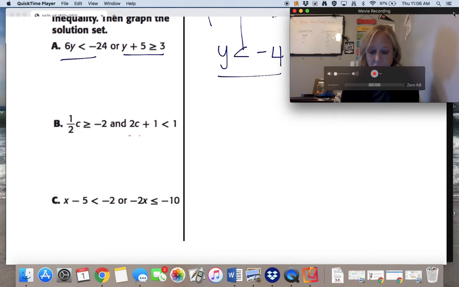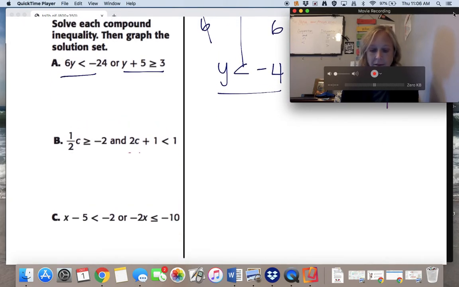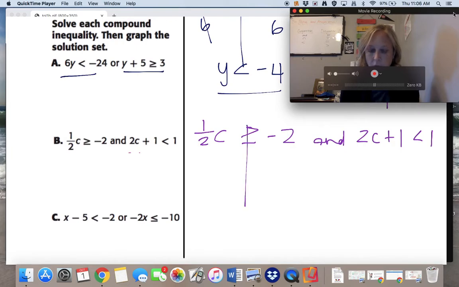Let's try one more, okay? This next one, I'm going to solve the conjunction. So again, solve each inequality separately. In order to isolate this c, I need to multiply by the reciprocal. The reciprocal of 1/2 is 2. So c is greater than or equal to -4.